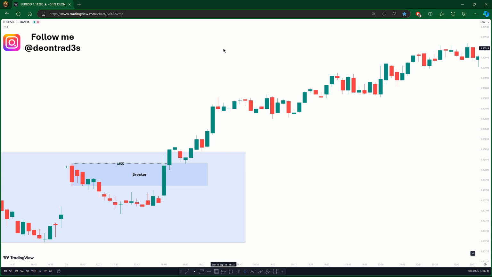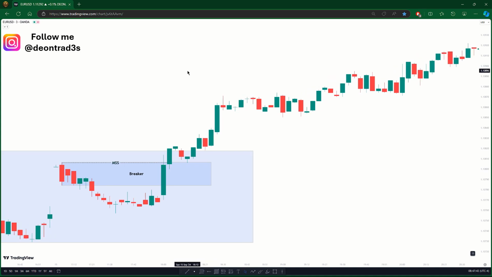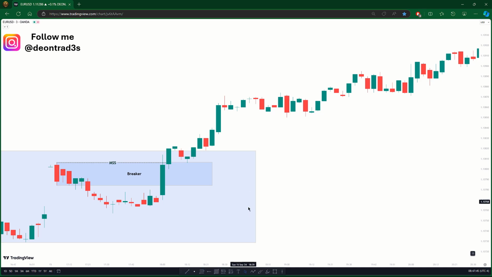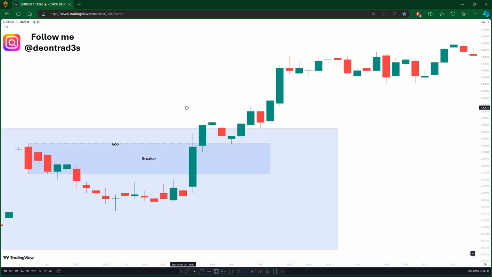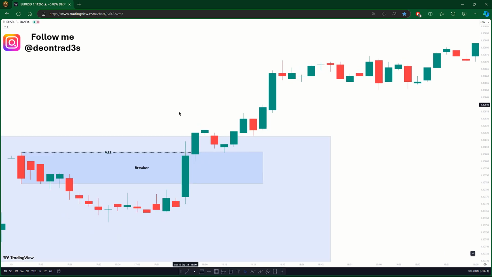All right, so this is the Euro USD. This is the 3 minutes time frame. So like I said, you need at least a higher time frame POI. Okay, so on the 15-minute chart, and then you go down. If you want, you can go down to 1 minute time frame. I wish I went through all the time frames, but I don't want this to be too long.